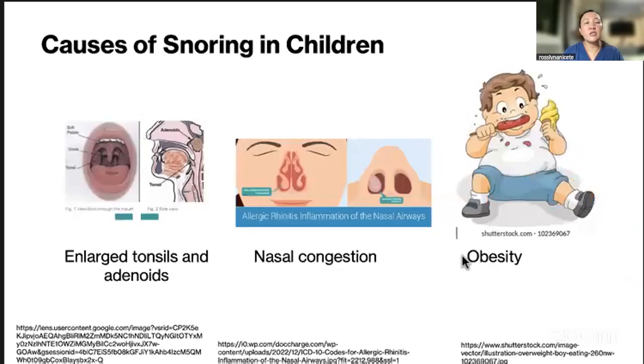The common causes of snoring include enlarged tonsils and adenoids. So adenoid is tonsil behind the nose. So if you have enlarged tonsils and adenoids, it can obstruct the airflow during sleep, leading to snoring. Nasal congestion, either because of your allergic rhinitis, colds, or sinus infection, can cause the nasal passages to swell, resulting in snoring. And lastly, obesity and excess weight can contribute to the extra tissue in the throat, narrowing the airway.